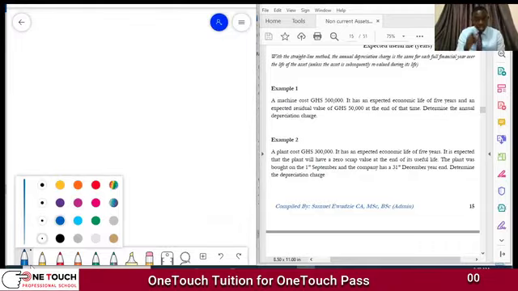Now, a machine costs 500,000. It has an estimated life of 5 years and an expected residual value of 50,000 at the end. Determine the annual depreciation charge.